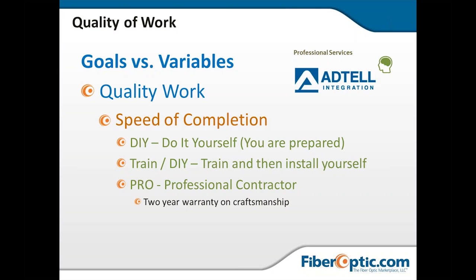Some of the benefits of a contractor is, at least Adtell Integration, we offer a 2-year warranty on the craftsmanship. So if something happens, if a fiber gets punctured because an enclosure was mounted incorrectly or something along those lines, we'll come in, we'll take care of it and support that and get you back up with no charge. Splices break, things of that nature. So when you're estimating your project, make sure you take those things into consideration.